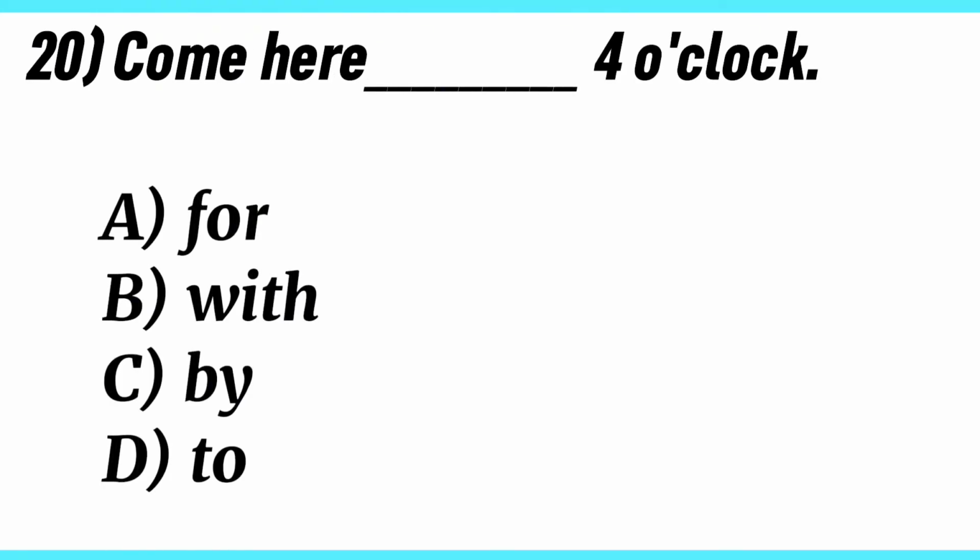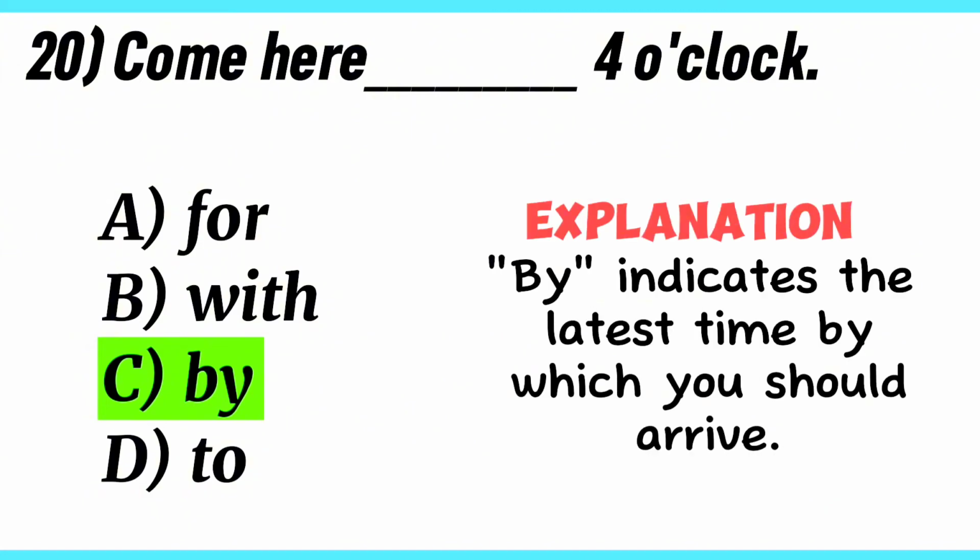Come here dash 4 o'clock. The correct answer is option C, by. Explanation: by indicates the latest time by which you should arrive.